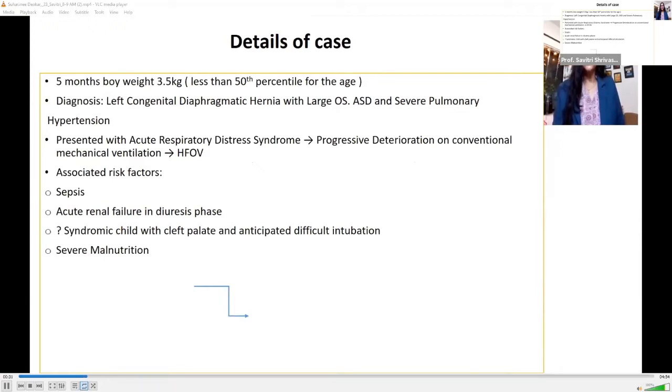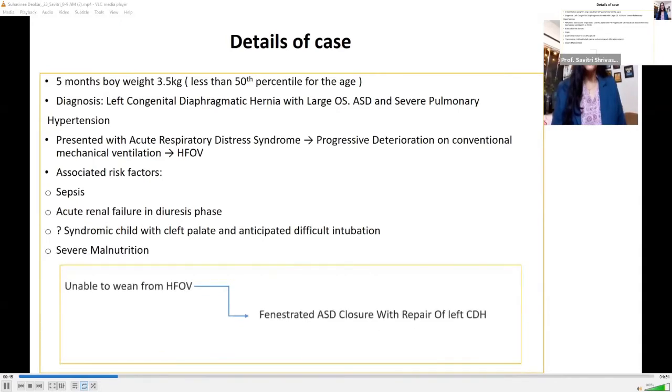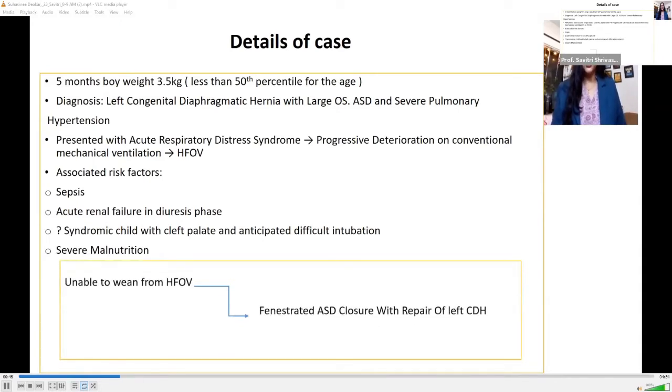The other associated risk factors were that the patient was in sepsis, there was acute renal failure and he was in the diuresis phase. He was a syndromic child with cleft palate and anticipated difficult intubation. He was severely malnourished. As we were unable to wean from the HFOV, the case was discussed in the multidisciplinary cath meet and the decision was taken to go ahead with fenestrated ASD closure with repair of CDH.